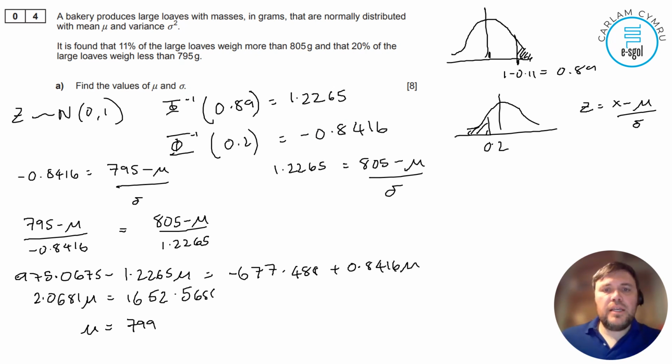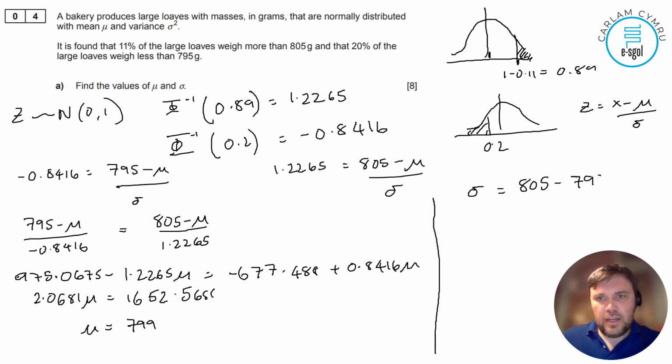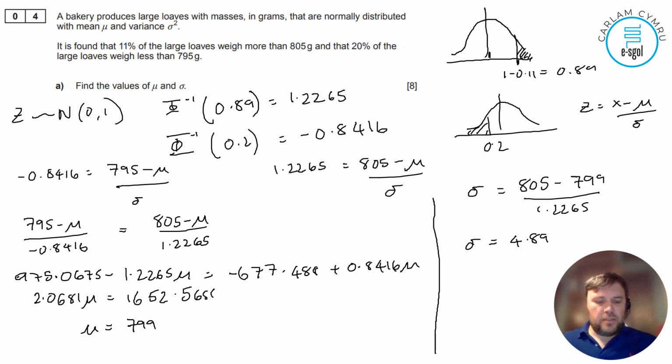So what we have to do next is to work out the standard deviation. So the standard deviation, I would pick the second equation because I think it's a lot nicer to use. And draw a line down here so that you can see that it is on a different part, so that we have standard deviation is equal to 805 minus 799 over 1.2265, by dropping that underneath, so that the standard deviation is equal to 4.89 to 3 significant figures.